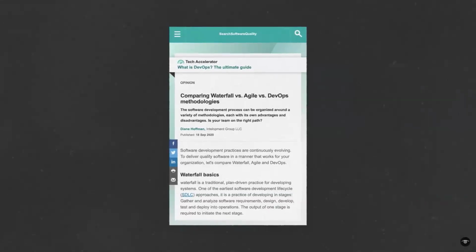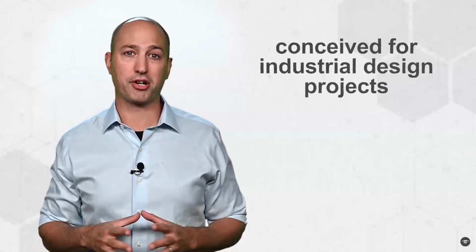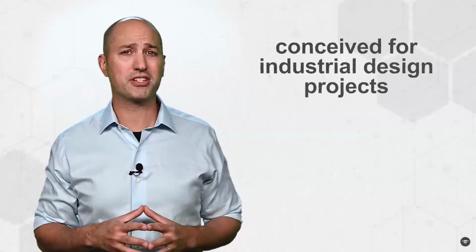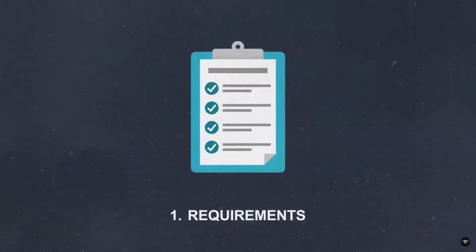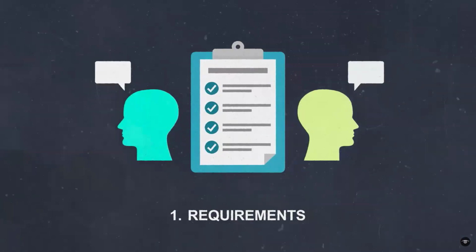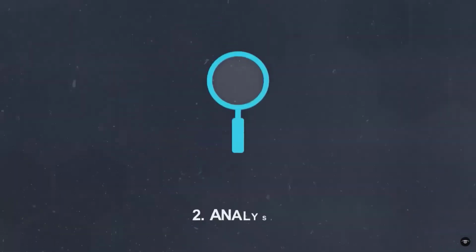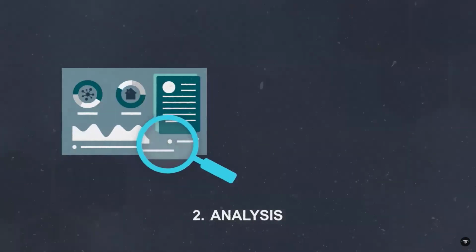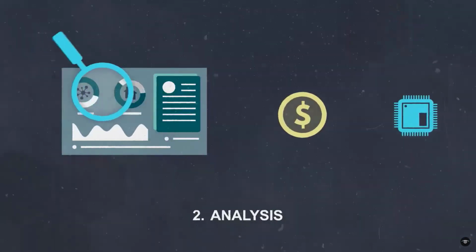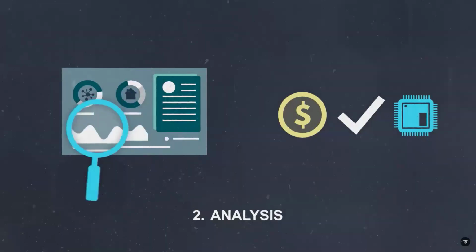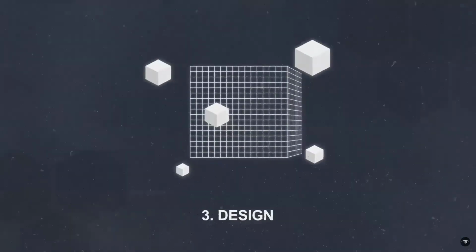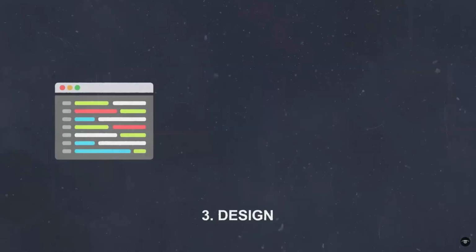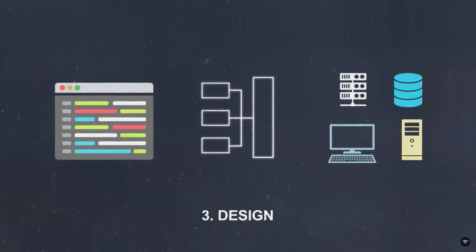The waterfall method was conceived for industrial design projects, but software engineers often use it today. The method consists of 7 phases, each of which must wait for the previous one to finish before starting. The phases are requirements. Customer requirements are gathered. This generally is the only time customers can provide input. Analysis. System specs are checked to make sure they'll work in production, and financial and technical resources are audited to ensure they're adequate. Design. Technical requirements are outlined, including the programming language, architecture, and hardware to be used.